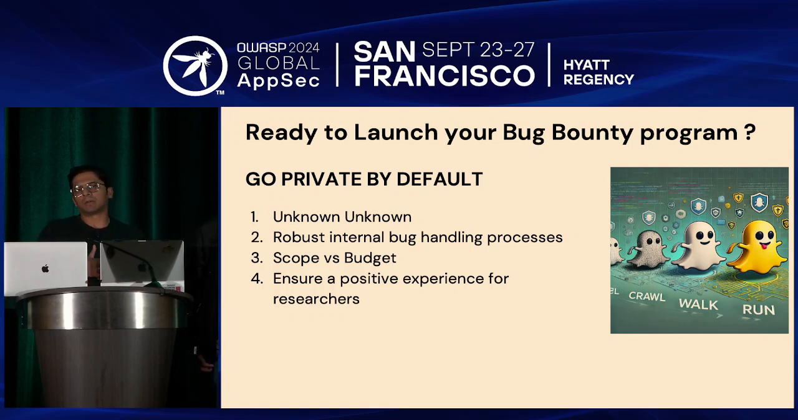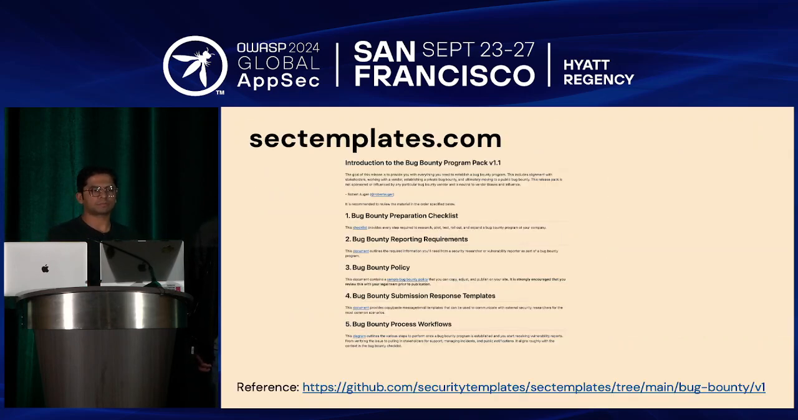Also think about your scope and budget, and start small and slowly increase the scope and the budget over a period of time. All of this will lead to a better positive experience, and researchers will come back to your program. So one of the resources out there is sectemplates.com. Thanks, shout out to Robert Auger.